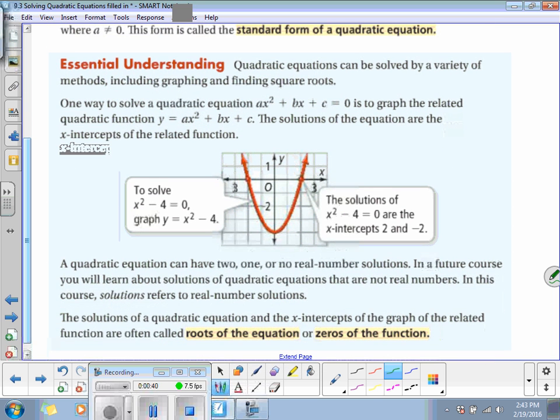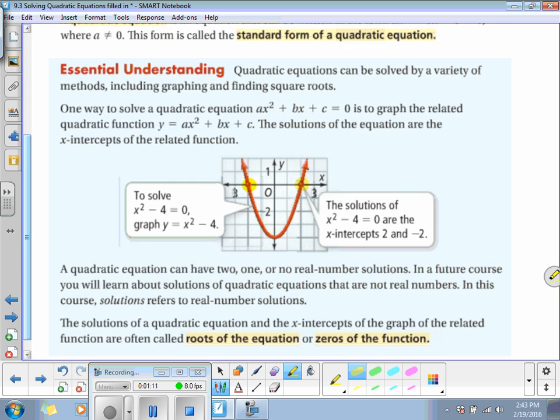you can see that the quadratic equation can be solved by a variety of methods. We already talked about that. One way to solve a quadratic equation is to graph the related quadratic function, and the solutions of the equation are the x-intercepts of the related function. So, x-intercept, where the graph crosses the x-axis. So, in this graph, those are my solutions. Okay, those are the solutions of the graph, of the function.